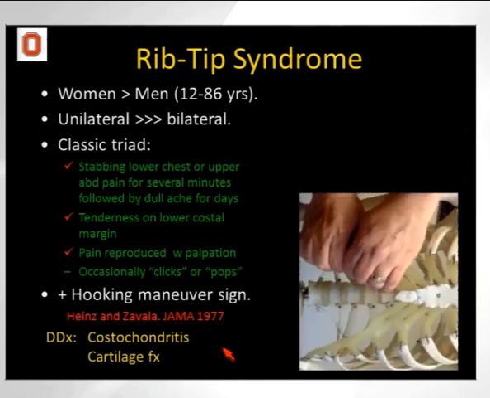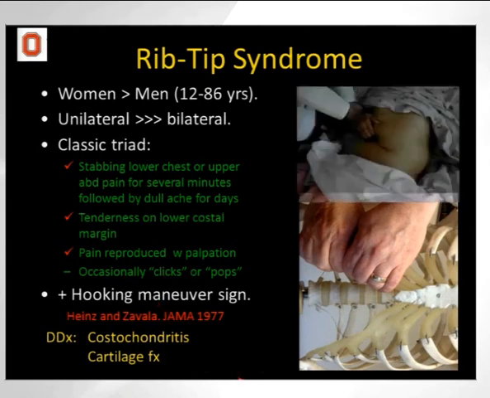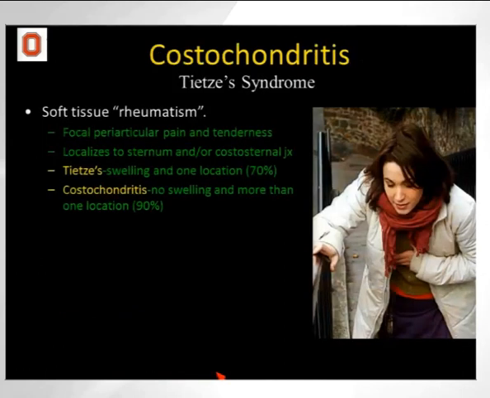And the way you make the diagnosis is through clinical examination. You put the asymptomatic side down, you grab onto the costal margin, you pull up. Occasionally you'll feel a click or a pop, but you can recreate the pain. Now, costochondritis and cartilage fractures are the main differential diagnosis.